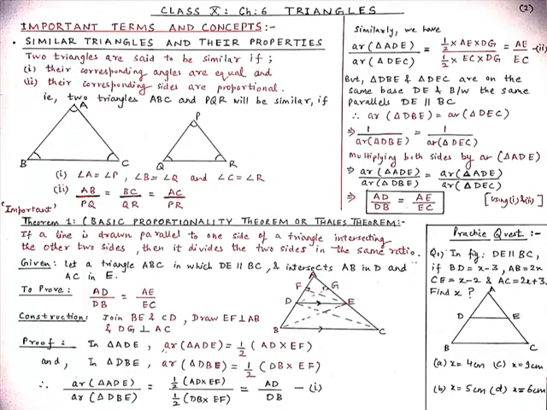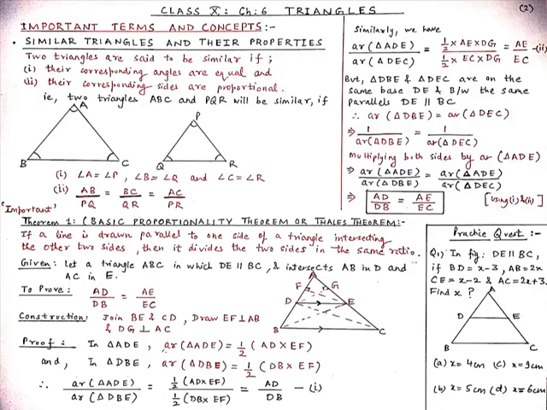Now we will study some important terms and concepts related to triangles. Our first concept is similar triangles and their properties. Students, two triangles are said to be similar if their corresponding angles are equal and their corresponding sides are proportional. Let us consider two triangles ABC and PQR. They are similar only if their corresponding angles are equal, that is, angle A is equal to angle P, angle B is equal to angle Q, and angle C is equal to angle R. And also their corresponding sides are proportional, that is, AB upon PQ is equal to BC upon QR is equal to AC upon PR.